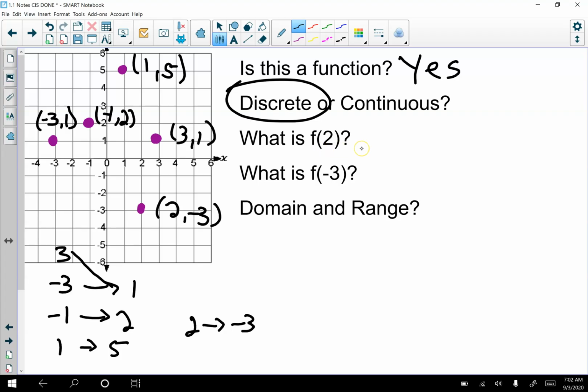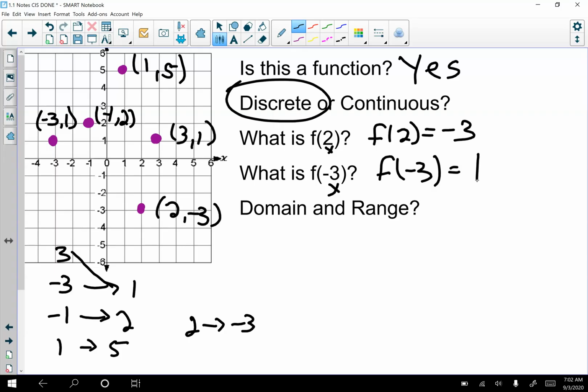What is f of 2? So when x is 2, if you look at here, I'm going to go over 2, y matches with that, the output is -3. So f of 2 equals -3. F of -3, so when the input, the x, is -3, the output is 1. So f of -3 equals 1.